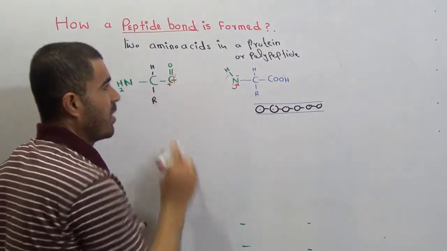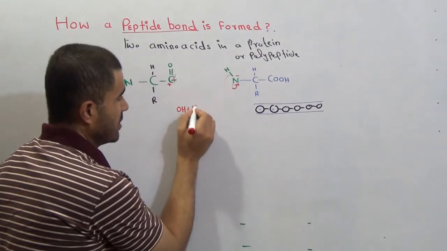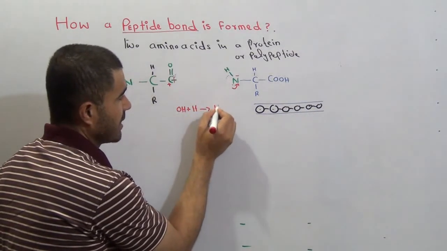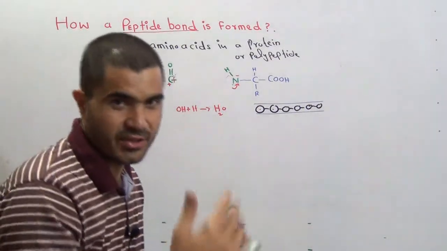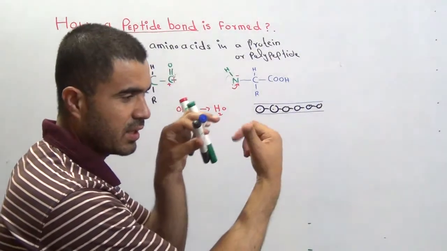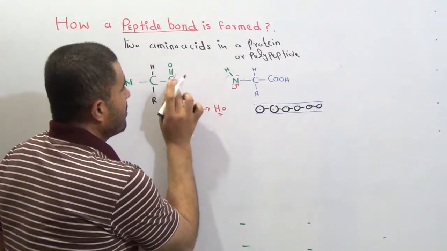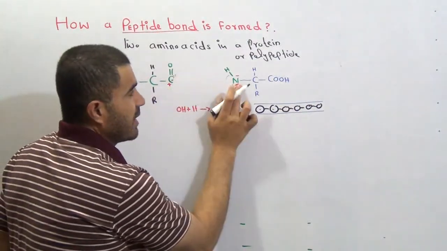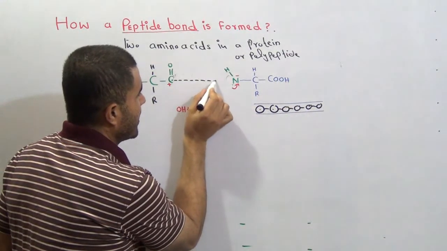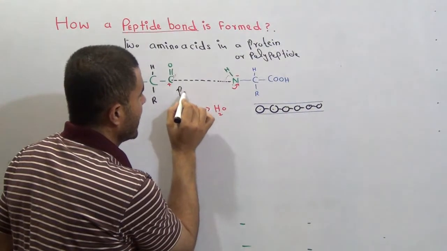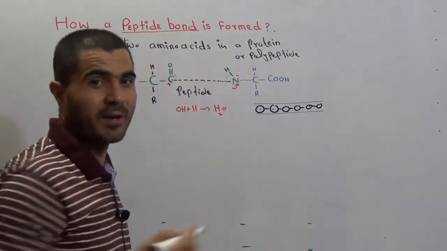a positive charge. Now the OH and the hydrogen, these two will combine to give us H2O. This is a kind of condensation reaction, where two molecules join together when water is released. Now a bond will be formed between that positive carbon and that negative nitrogen. That bond is called a peptide bond.